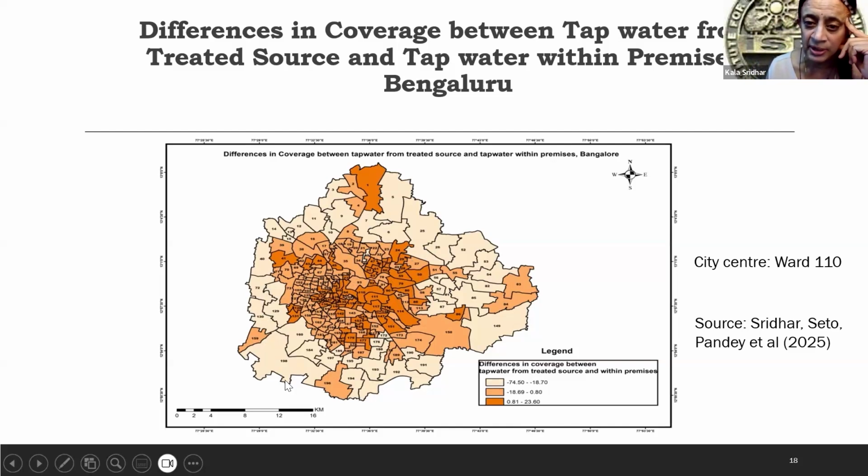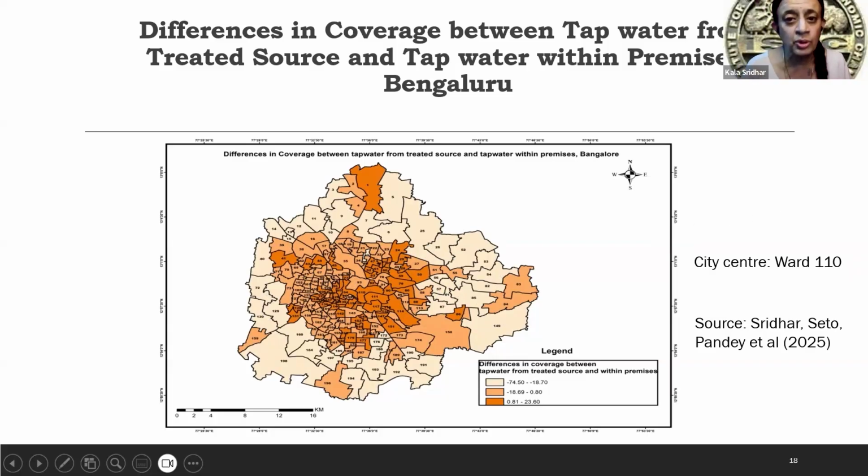And mostly the peripheries are all white, which means that the peripheries, I live somewhere here, so basically, we have only tap water within premises, but not tap water from a treated source, right? Okay, so that is one.